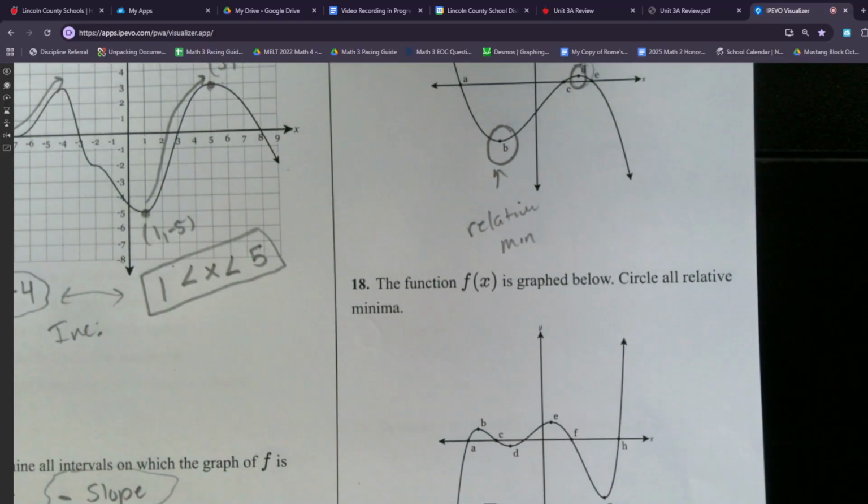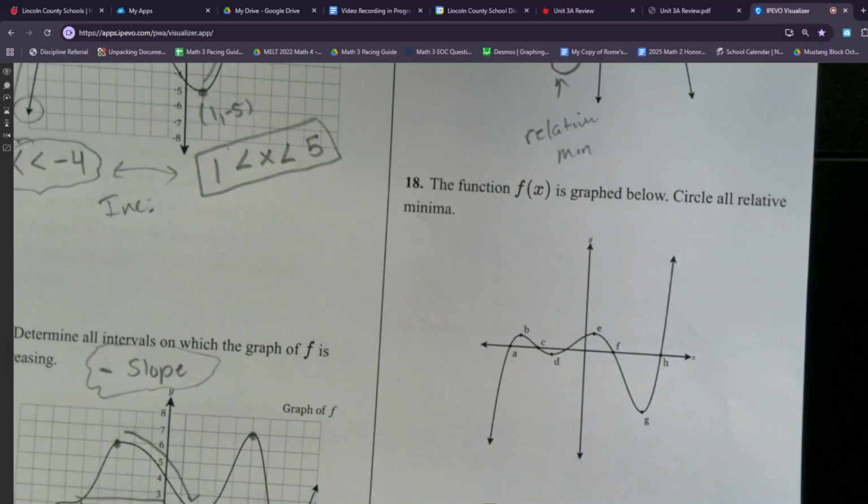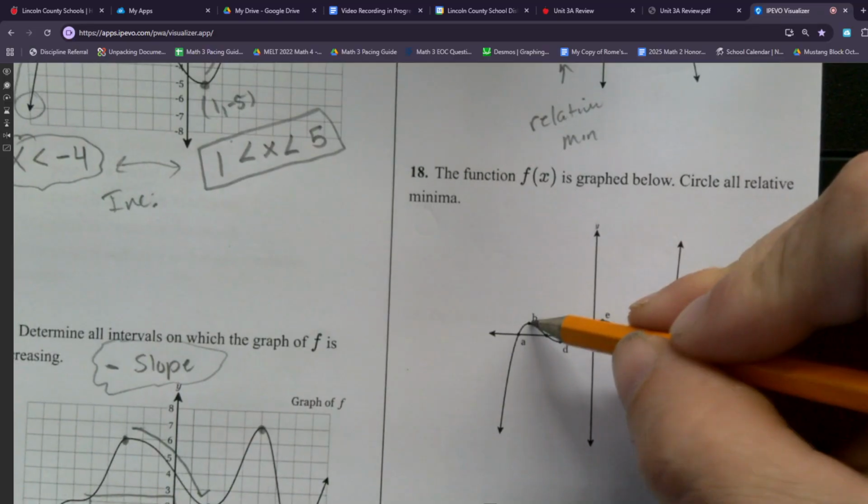Okay. The function f of x is graphed below. Circle all relative minima. So we're looking for minimums here. Well, we've got a max here. Here's a min.